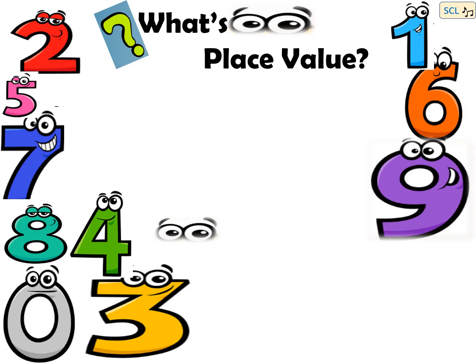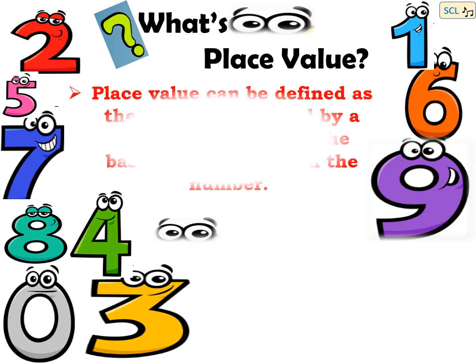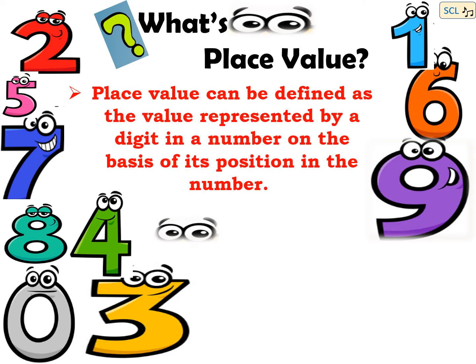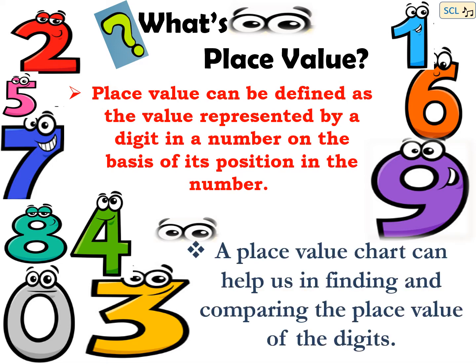Now the first question that comes to our mind is, what is place value? Place value can be defined as the value represented by a digit in a number on the basis of its position in the number. A place value chart can help us in finding and comparing the place value of the digits. It shows how many hundreds or tens or ones we have in a number.